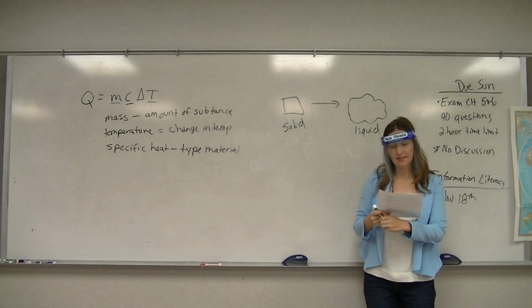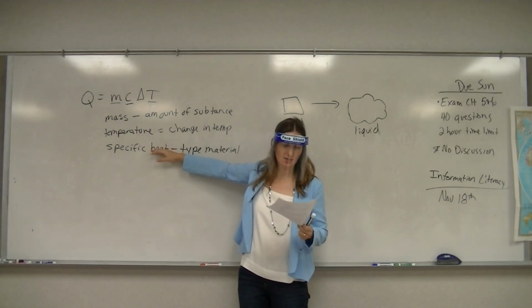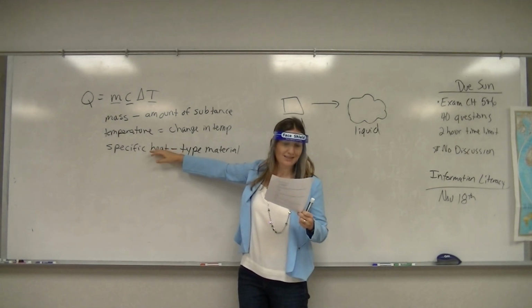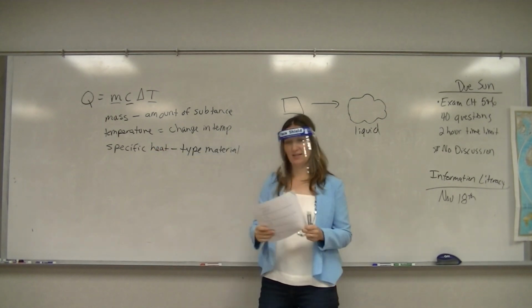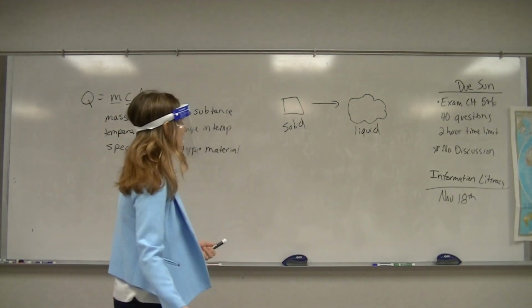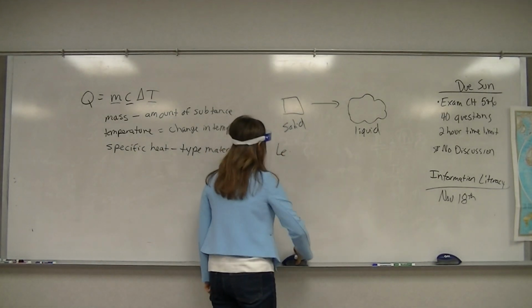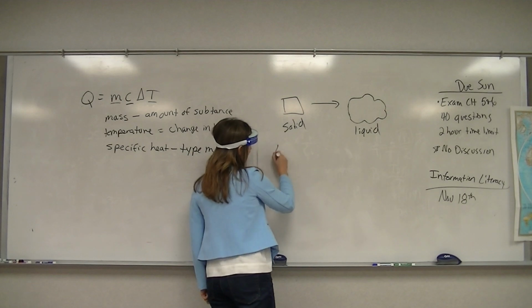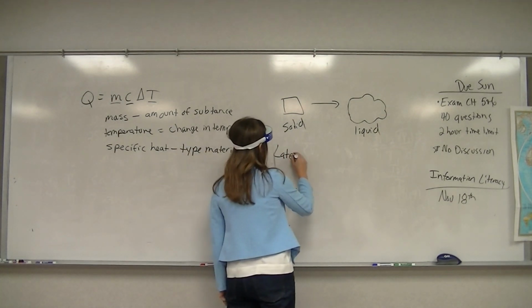So specific heat is dependent on the type of material, it's used in the heat equation. Latent heat, yes, latent heat is the correct answer. So how do I know that? Because of the definition of latent heat. And this is something you would have got from the PowerPoints. We didn't talk about this in class because it's a concept. It wasn't in any of the equations.